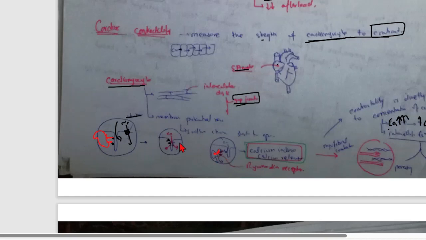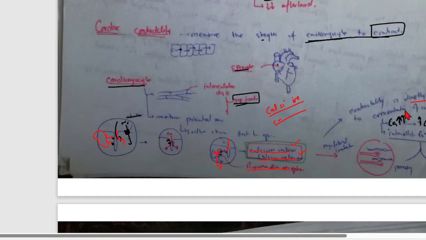So if calcium comes in, it activates the ryanodine receptor, and the ryanodine receptor releases calcium from the sarcoplasmic reticulum. If more calcium comes from the outside, it activates more ryanodine receptors, so more calcium is released from the sarcoplasmic reticulum. If calcium influx is more, calcium release is more. So you have to remember that the phenomenon of calcium-induced calcium release occurs. If more calcium comes in, more calcium is released.